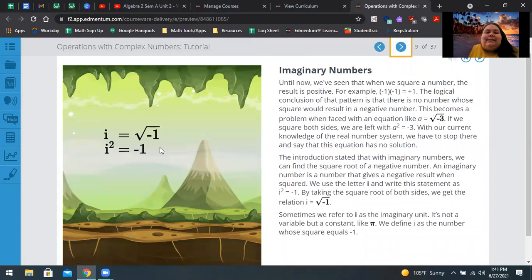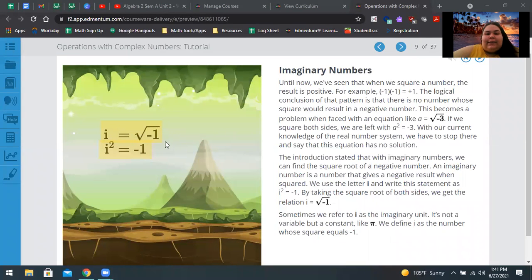This is going to be your best friend for the rest of this tutorial, so please make sure you take down that note. The main one I would like for you to get a great grasp of is i squared equals -1. i squared is going to come up a lot, and it's really nice to know that i squared always equals -1. i is the square root of -1.